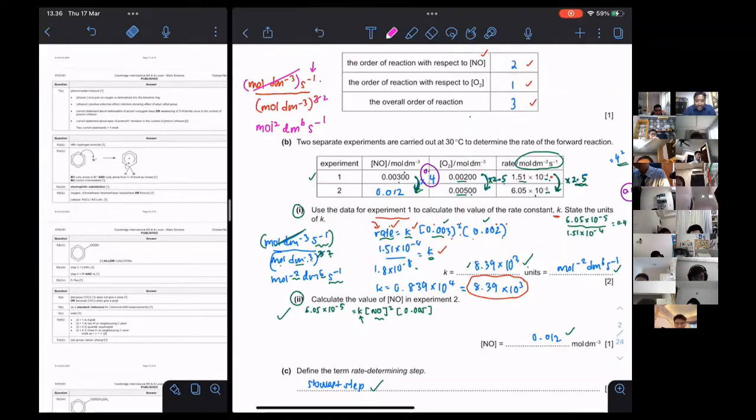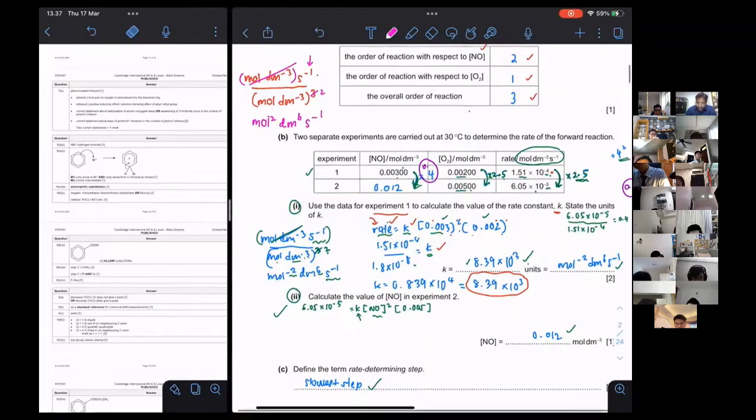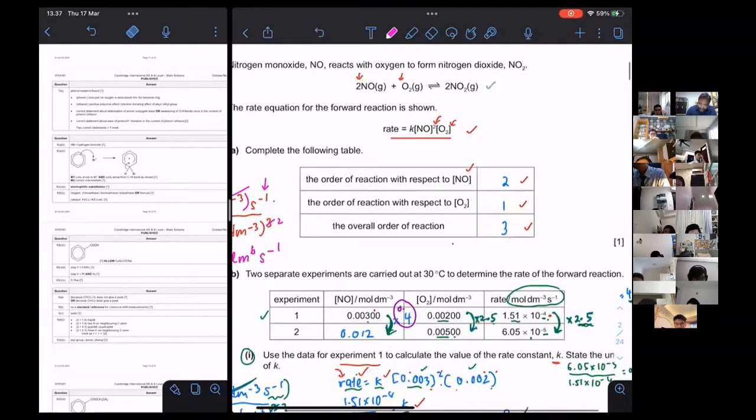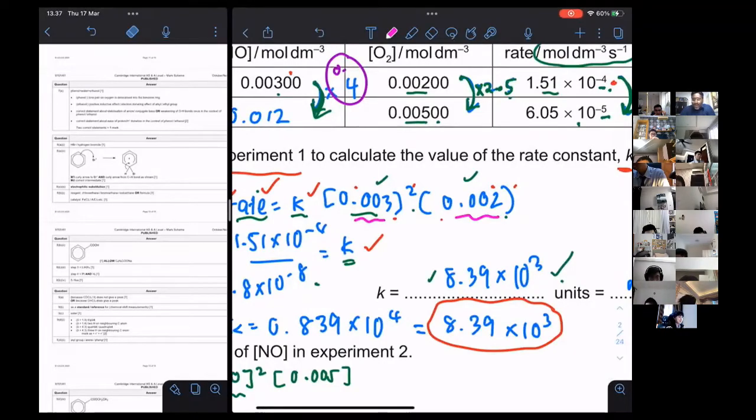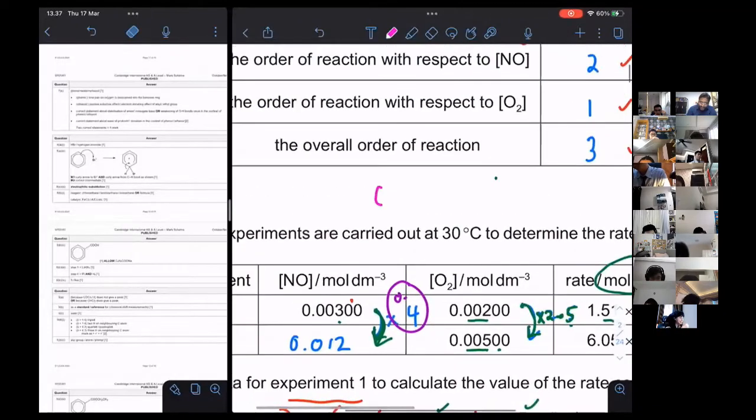Why is it to the power of 3? Quite simple. You see here, to the power of 2 and to the power of 1. So this is going to be mole per dm cube to the power of 2, times mole per dm cube. So of course, the unit is going to be mole per dm cube to the power of 3. This is your math. Something to the power of 2, and then you times with something to the power of 1, you are going to get to the power of 3.